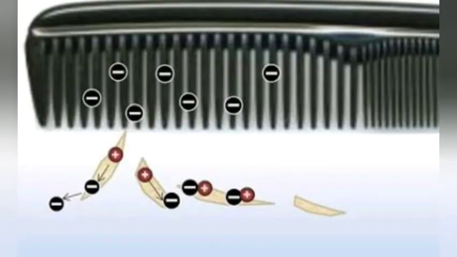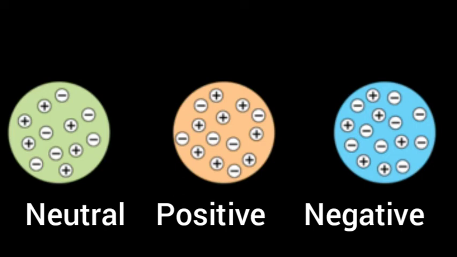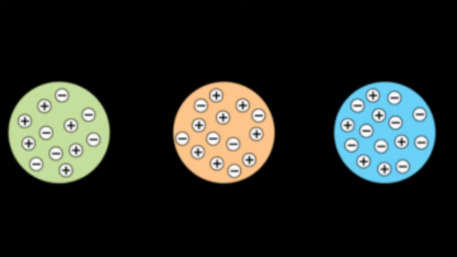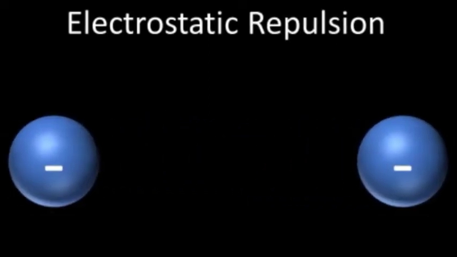All objects have two types of electrical charges, positive charges and negative charges. Ordinarily, these charges are equal in number, so they balance out each other and objects appear to be electrically neutral. But due to various reasons, when an object has more negative charges than positive charges, it becomes negatively charged. Similarly, an object with more positive charges than negative charges becomes positively charged. Objects that have opposite charges attract each other, while objects that have similar charges repel each other.